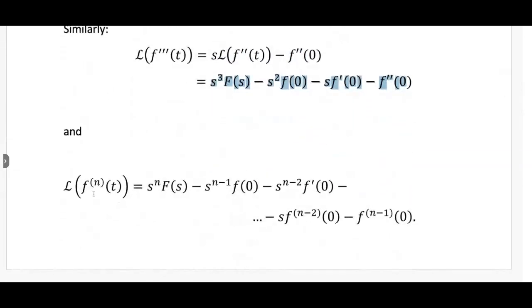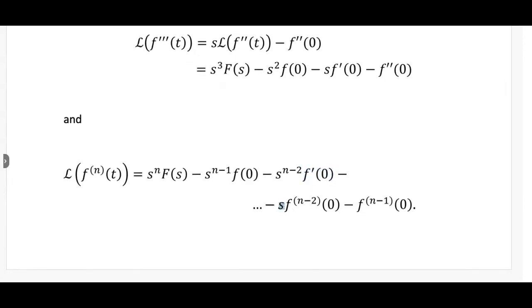Maybe we can write to the nth. Laplace transform of the nth derivative of f has such a formula: s raised to n times F of s, the Laplace transformation of f of t, minus s raised to n minus 1 times f of 0, s raised to n minus 2 times f prime of 0, and so on and so forth, minus in the end f raised to the n minus 1 derivative of 0.